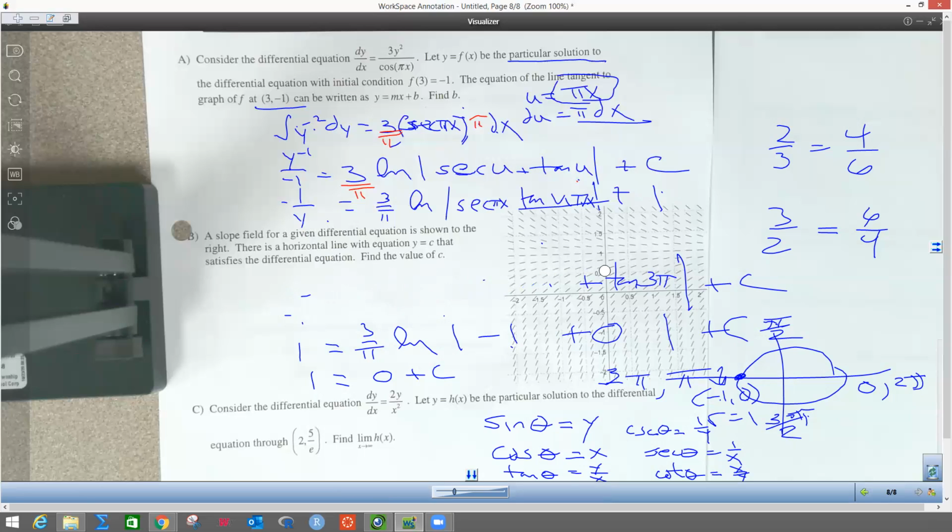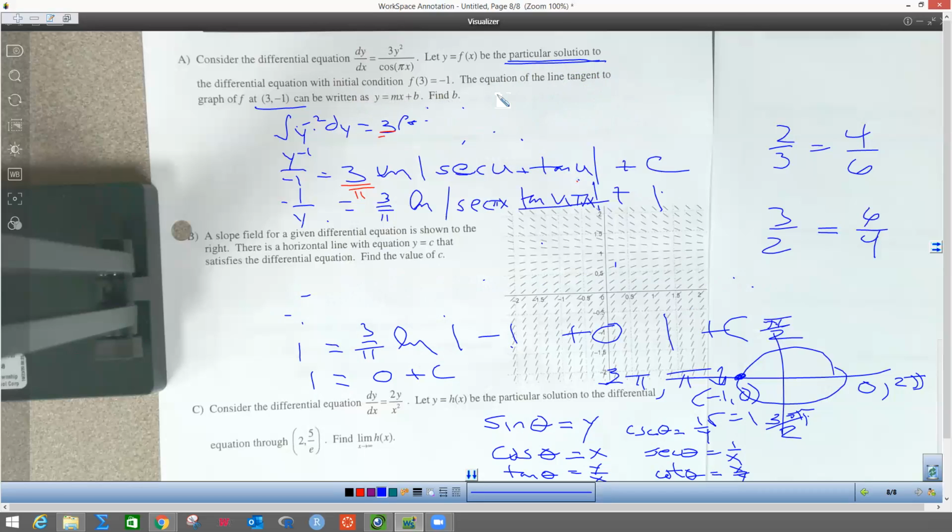What'd you say? You didn't have to do all this stuff. Why? Oh, I thought it said, my bad, I misread it. Yes, my bad, I read this wrong. I thought we were finding a particular solution, but it just says, let this be a particular solution. And then it says the equation of the tangent line can be written as this, find b, my bad. Okay, so this could have been a lot easier, my bad. It's still helpful. All right, I should have not done that.